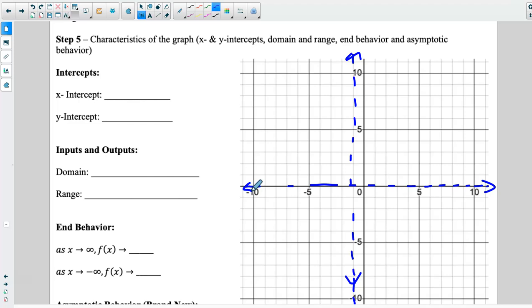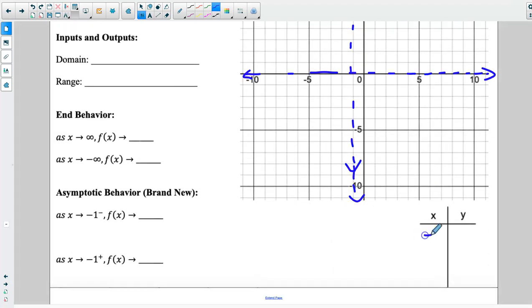All right. So we go to our little table down here, and I put a -2 right there. And I plug it in my function. And my function was 2 divided by x plus 1. So I got 2 divided by -2 plus 1. What's that equal? -2. All right. So I get 2 divided by -1, or -2. So let's plot that point. -2, -2.